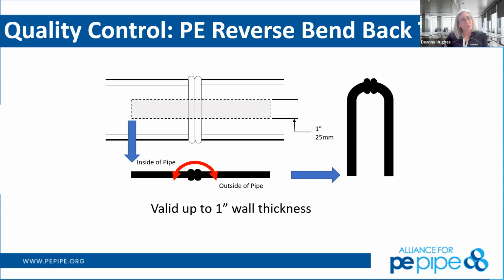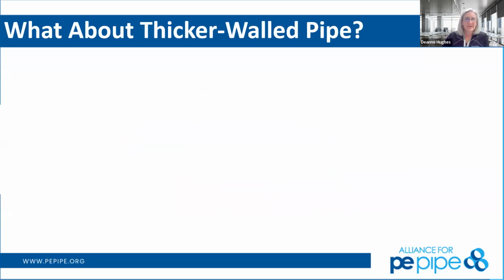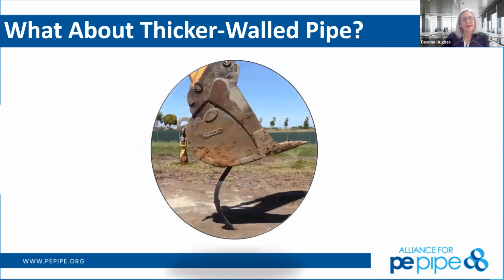So that PE reverse bend back test is incorporated into F2620, and it's certainly something to consider as you think about your specifications for quality control. And I know, Alan, you wanted to talk about what we might do about thicker walled pipe. Is this what you would want them to do?